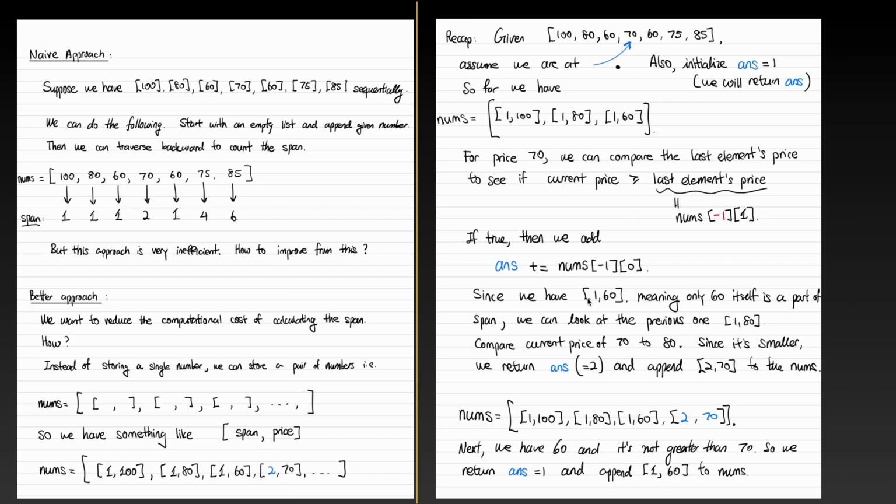Then we look at the previous one, meaning this one. Since the current price of 70 is not greater than or equal to 80, we stop and return the answer. We also append 2, 70 to our nums, so our list has this new element. Then we are given 60, which is not greater than 70, so we just return answer equal to 1 and append 1, 60.